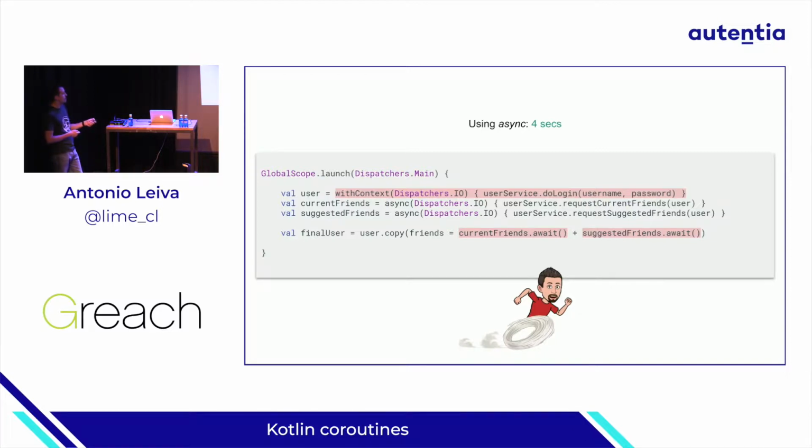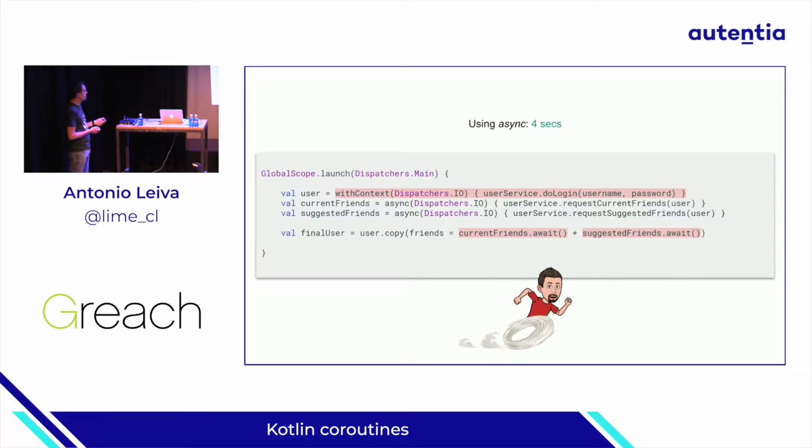So the first one is to get the user. We still need the user to do the other calls. So this would take 2 seconds. But then, as we use async here instead of with context, this request will start running, but we won't block here. We just continue running the third line. That will, again, do the serve request. So these two are being done at the same time.